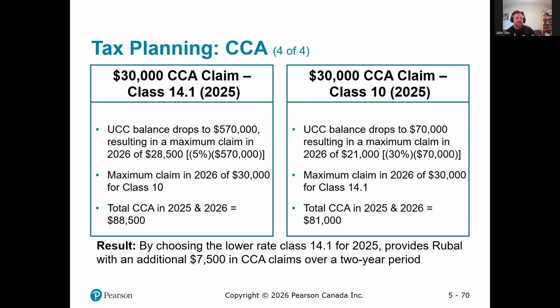So it's just trying to illustrate that taking the slow moving CCA rates usually works out better than claiming all of the higher ones. Now, if you have enough income, claim everything. But if you're limited in how much CCA you can take, start with the low classes first and then build up to those faster classes. Because that way next year, it'll leave more CCA that can be taken right away. By choosing the lower rate, it provides Rubal with an additional $7,500 in CCA claims.